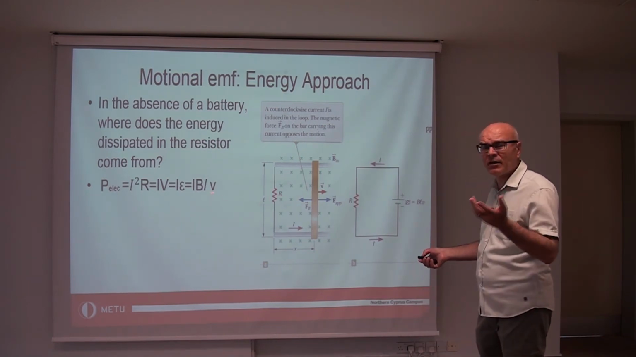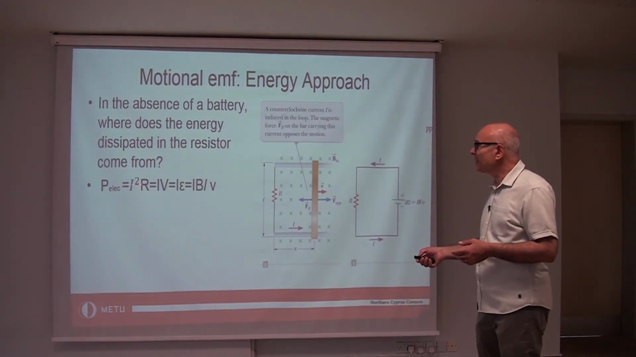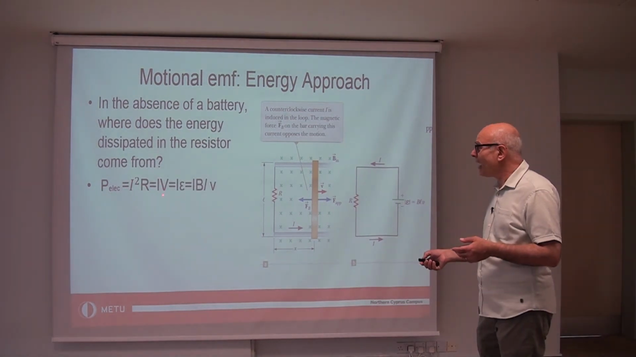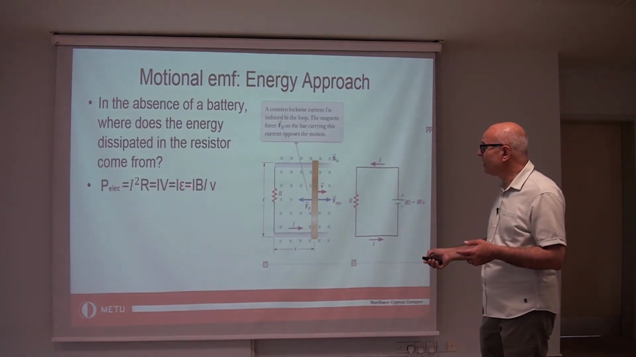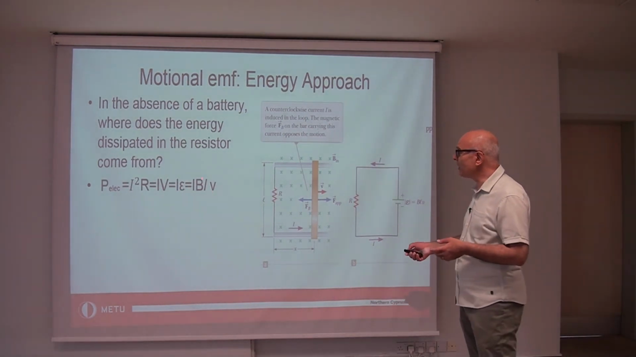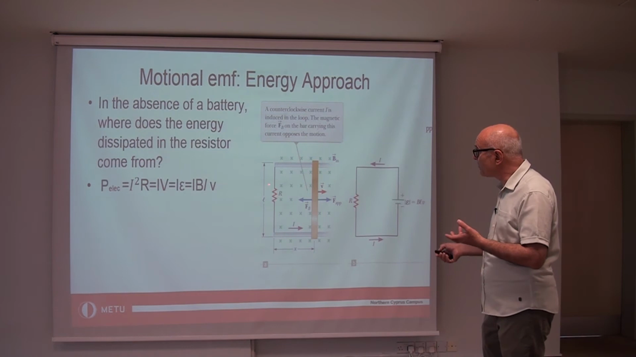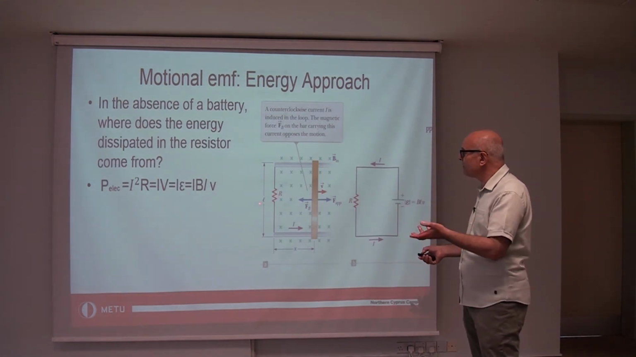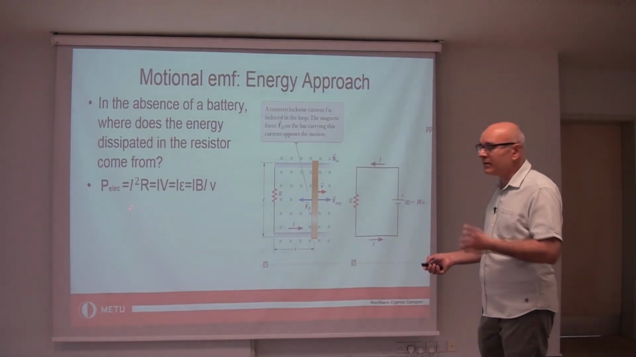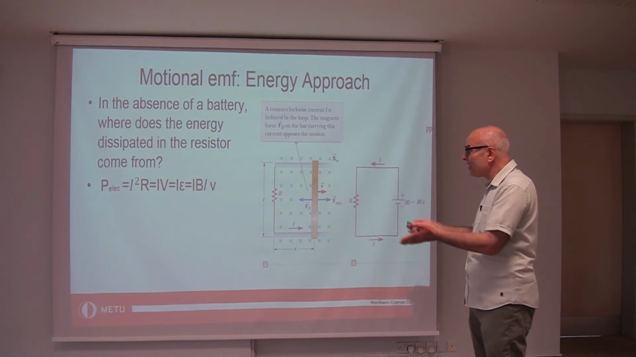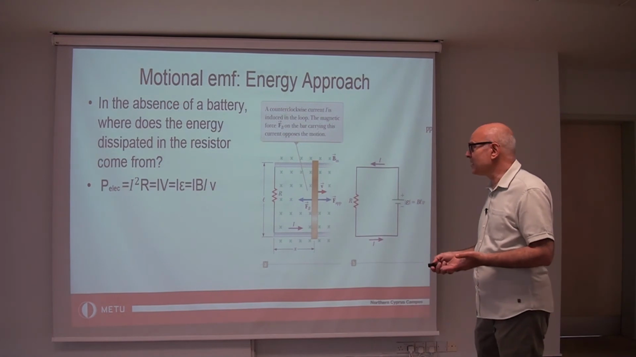It's I square R, the general expression. When there is a current passing through the battery, then I square R is the energy dissipated in the battery. But IR is the potential, so it's IV. IV means IE, because I have only a single resistor here, so it's IE. And what is E? The electromotive force. What's the absolute value of the electromotive force? It is BLV. So the electric power that is transferred to the resistor, and dissipated as heat in the resistor, is IBLV.